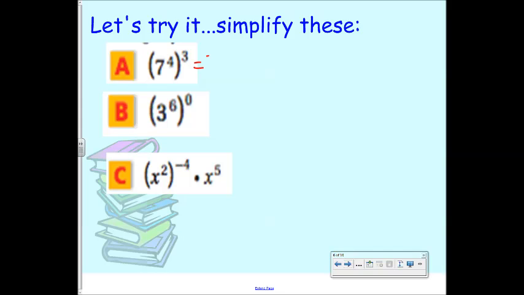7 to the 12th. Good. What would this one give us? What would it be? 3 to the 0, which is what? 1. Good. What about this one?